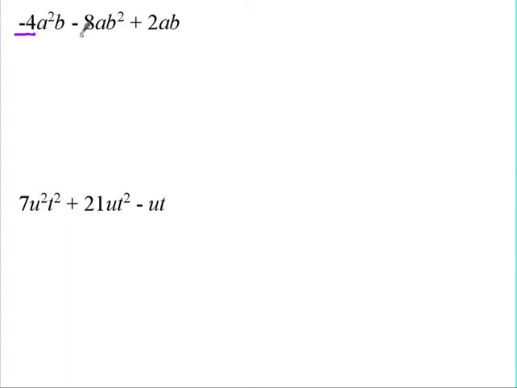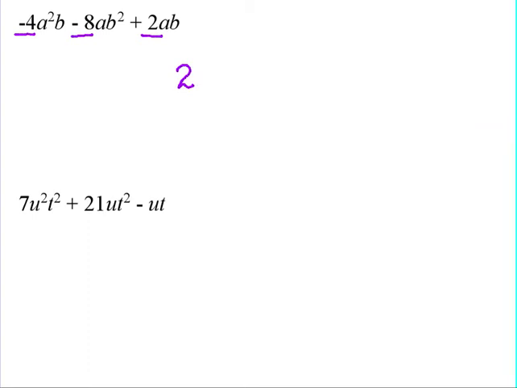So I'm going to start. I have a -4, a -8, and a 2. What will go into all of those? A 2. I could also take out a -2. It doesn't matter. Okay, so if you wanted to, I could just keep it at a 2, but I could take a negative out as well.